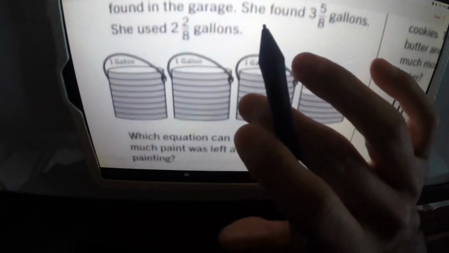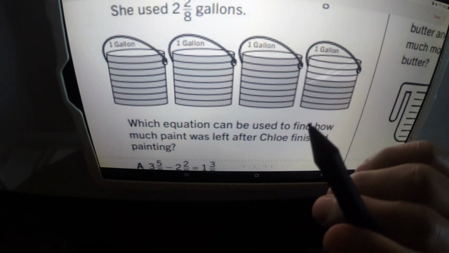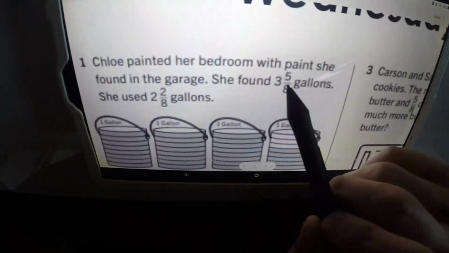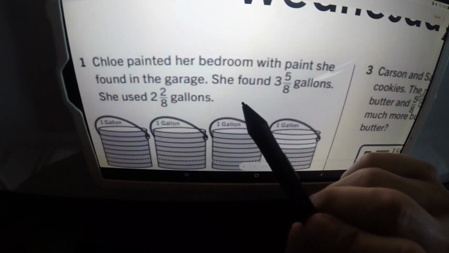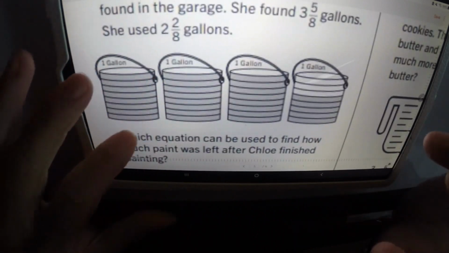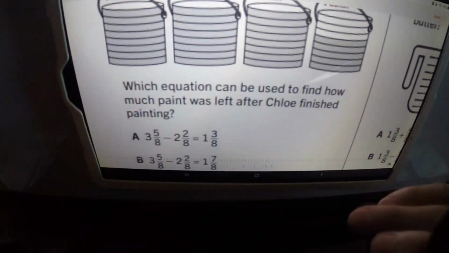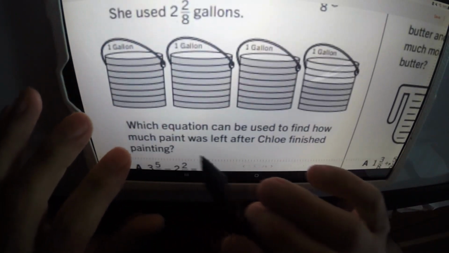Now the question. Which equation can be used to find how much paint was left after Chloe finished painting? So they want to know, this is the total she had, this is how much she used, what was left over. So in order to do that, we're going to need a subtraction equation. Okay? So when you're looking for subtraction, we're looking for total minus something leaves something behind.